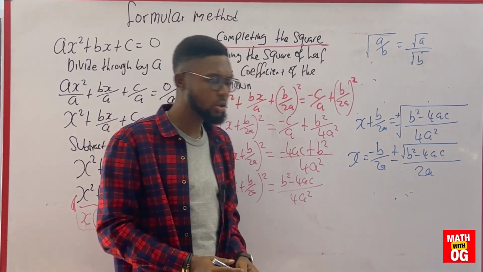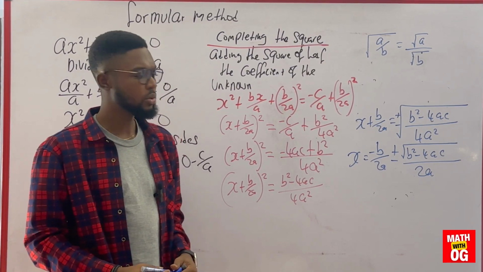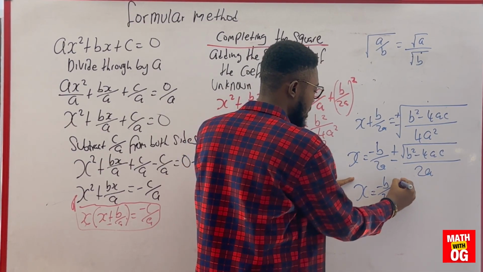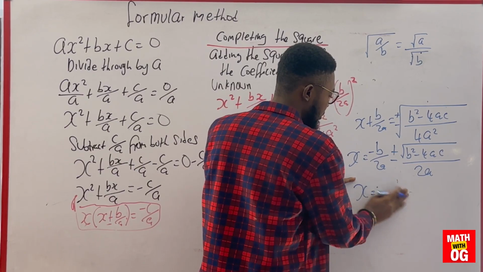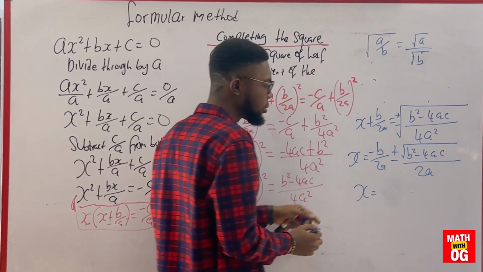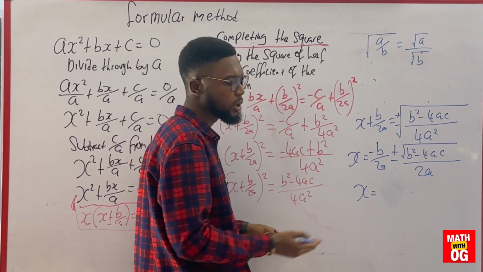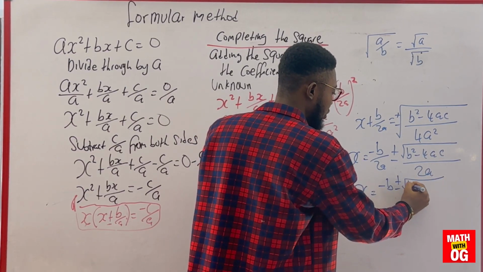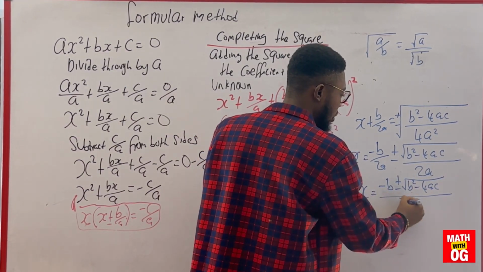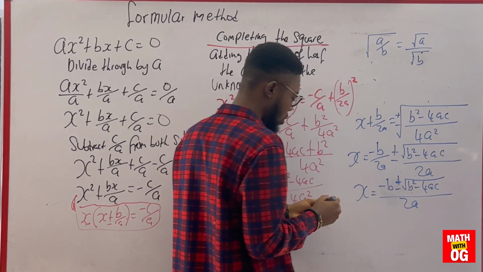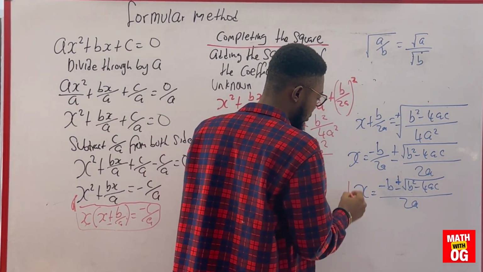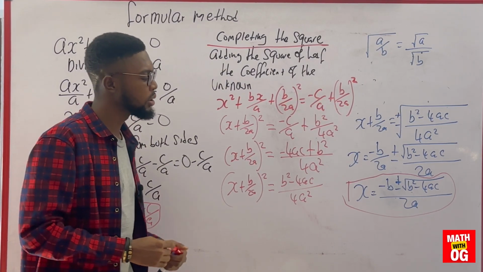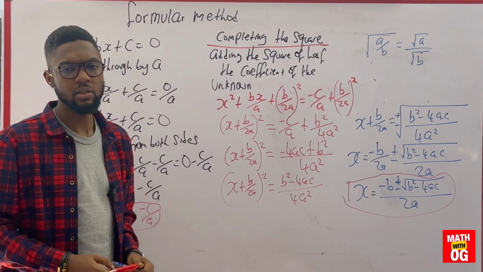Now, same denominator. How do you add and subtract fractions with the same denominator? You simply add and subtract the numerators and leave the denominator. So this will give us x is equal to negative b plus or minus the square root of b squared minus 4ac all over 2a. So this is what we call the formula method, and most of you refer to it as the almighty formula. x is equal to negative b plus or minus the square root of b squared minus 4ac all over 2a.